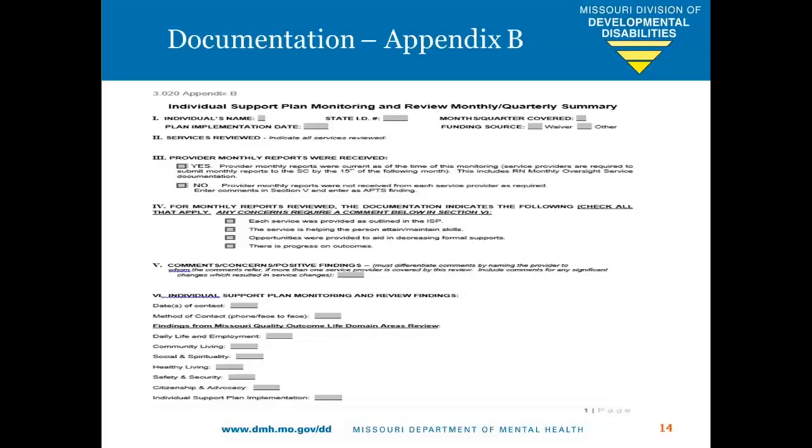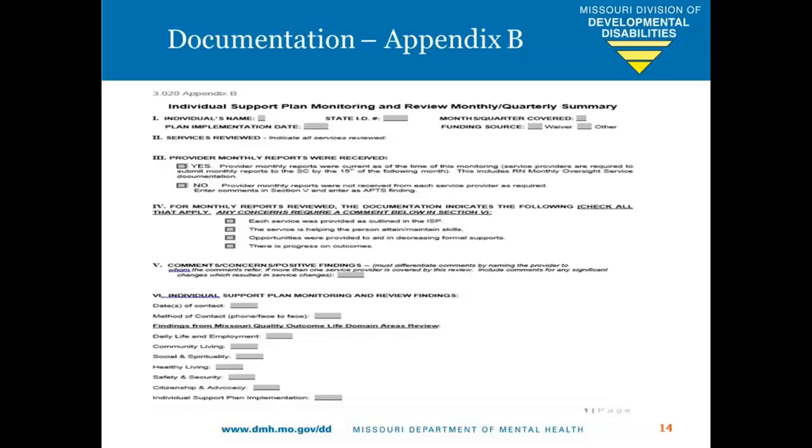Section 2. The ISP monitoring and review report is completed monthly for services that require monthly monitoring and is completed quarterly for those services that require quarterly monitoring. There will no longer be an additional quarterly report to complete for a monthly service. Multiple services can be included on the summary.